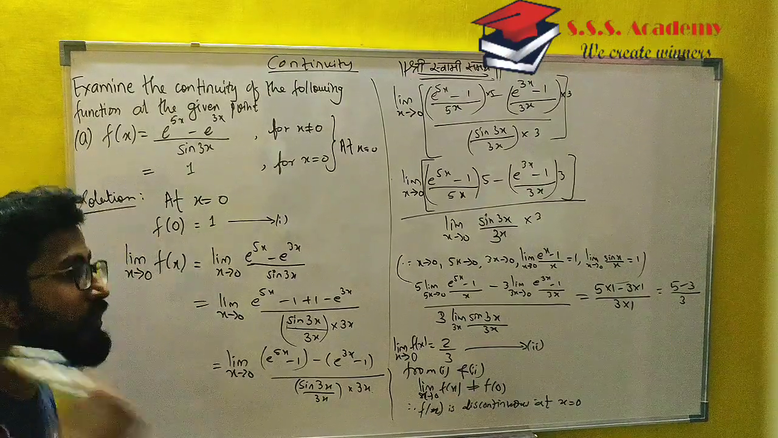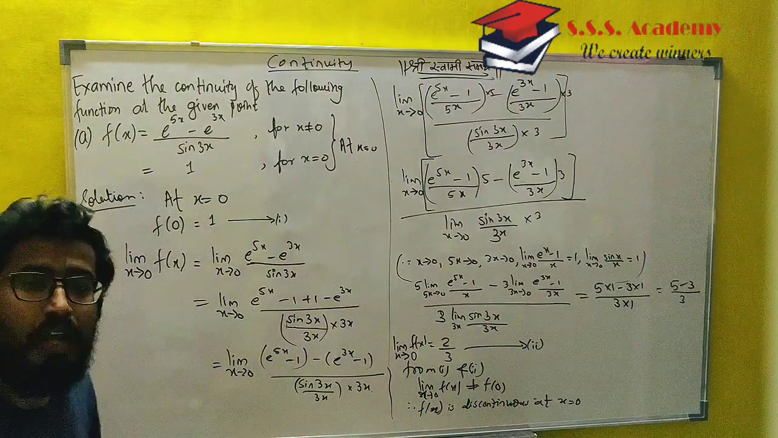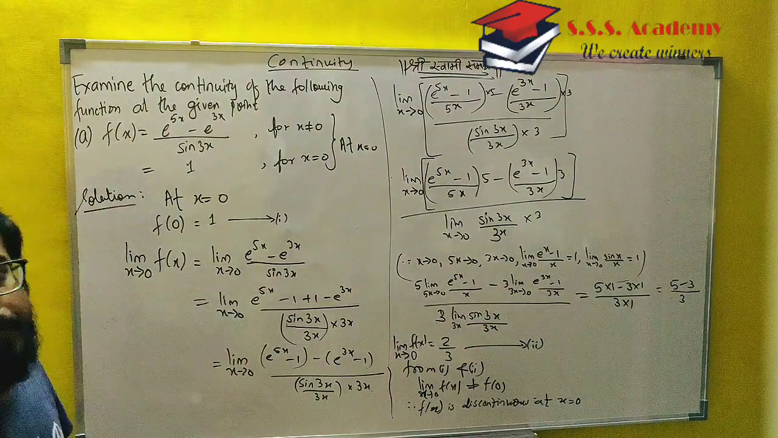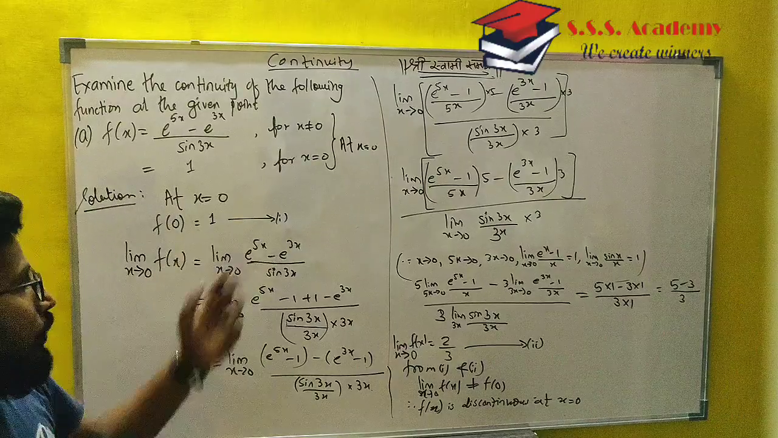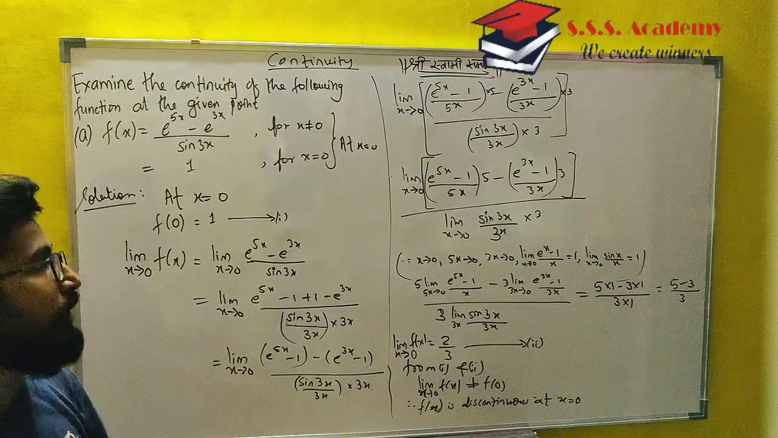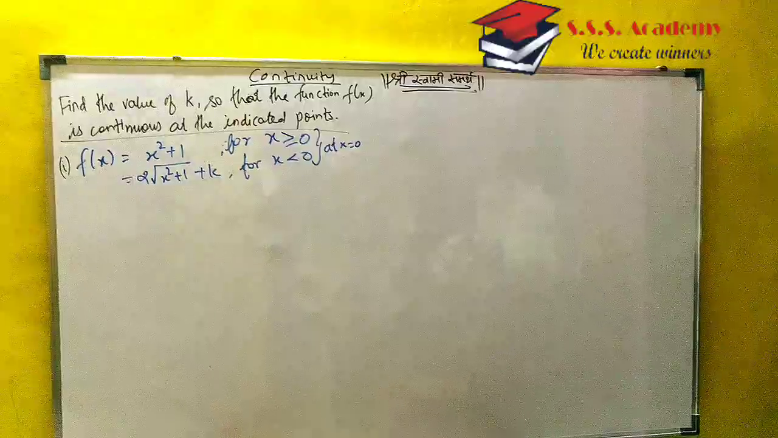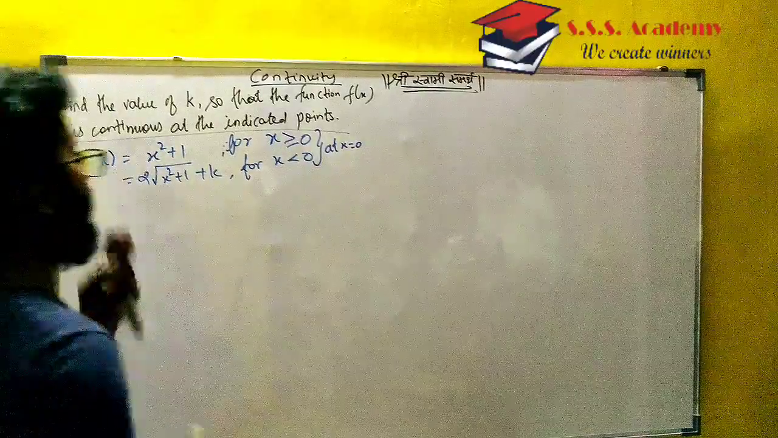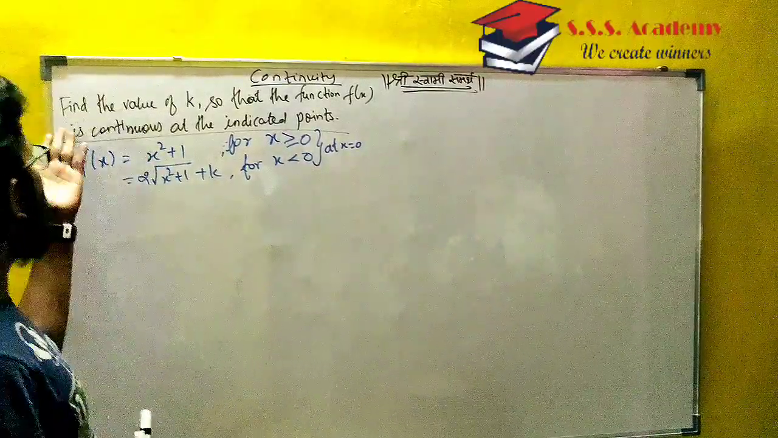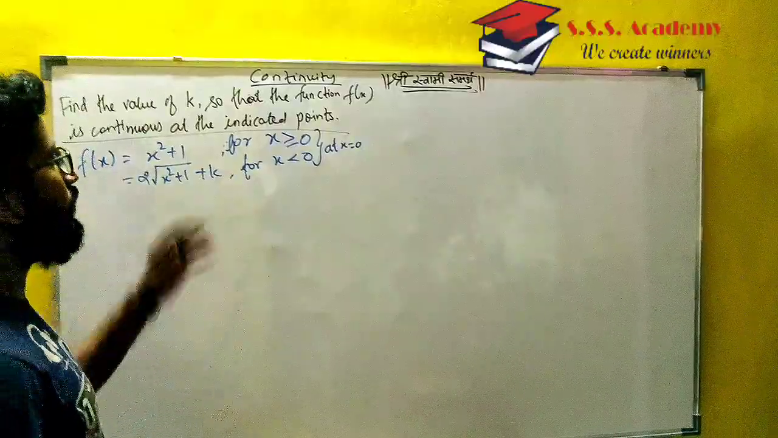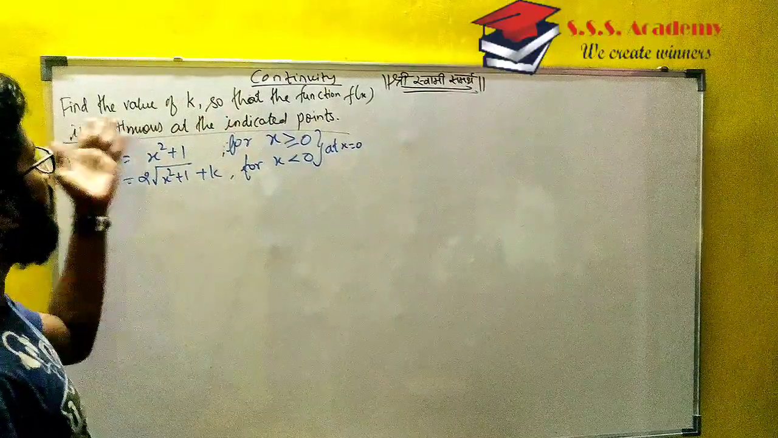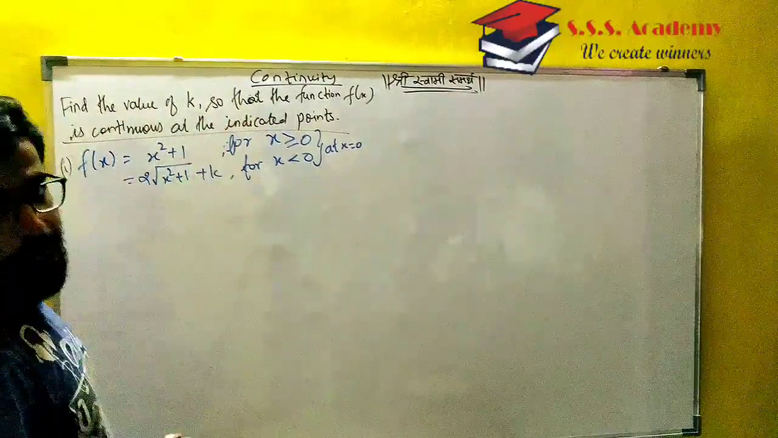So we need to remember the type of question format we have seen. In that manner we have to do the questions. So pause the video and quickly note it down. Now let's see another example. That is, find the value of k so that the function is continuous at the indicated point.